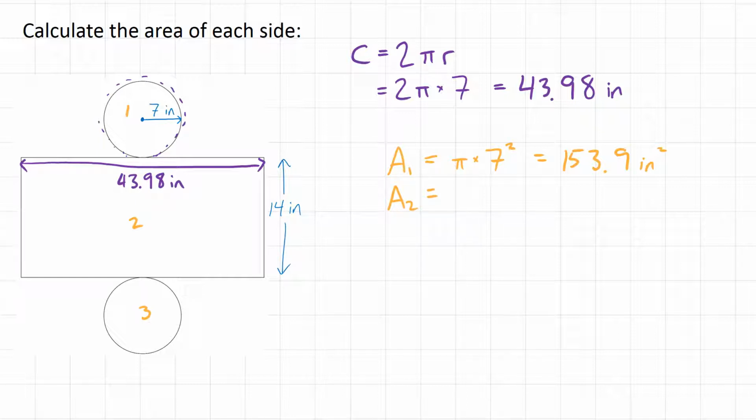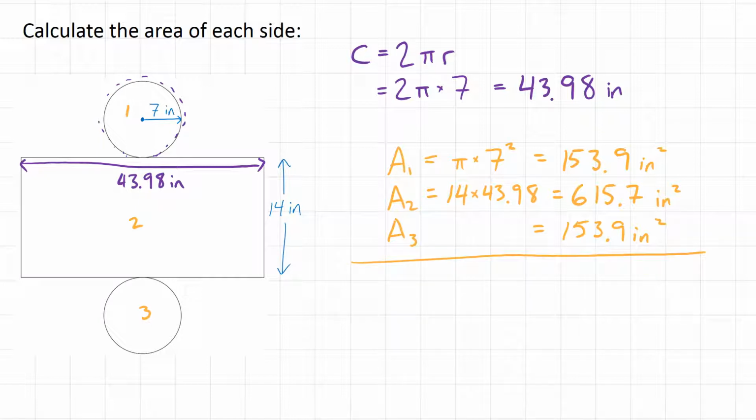Area 2 is that big rectangle, so it's going to be width times length, or length times width, so 14 times 43.98. And I'm just going to round these to one decimal place, 615.7 square inches. And finally, A3 is the same as the top circle, so it's just another 153.9 square inches.